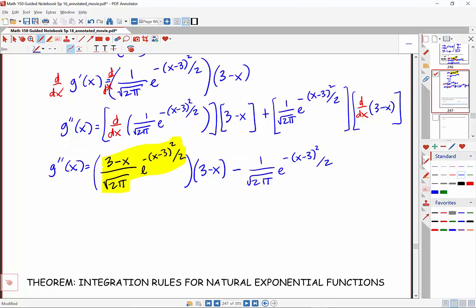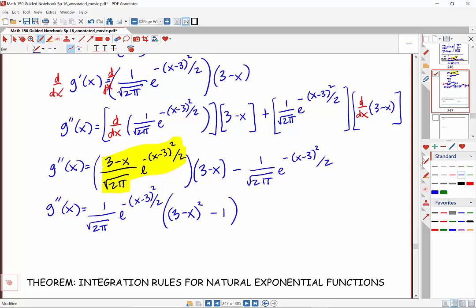Okay, so g double prime at x will be, we can factor out 1 over root 2 pi times e to the negative x minus 3 quantity squared over 2, and we'll be left with 3 minus x, the quantity squared, minus 1.